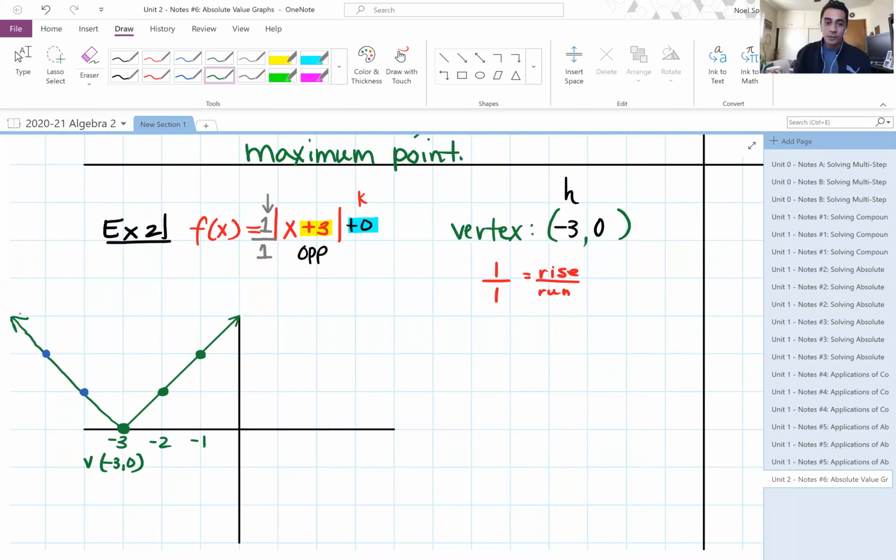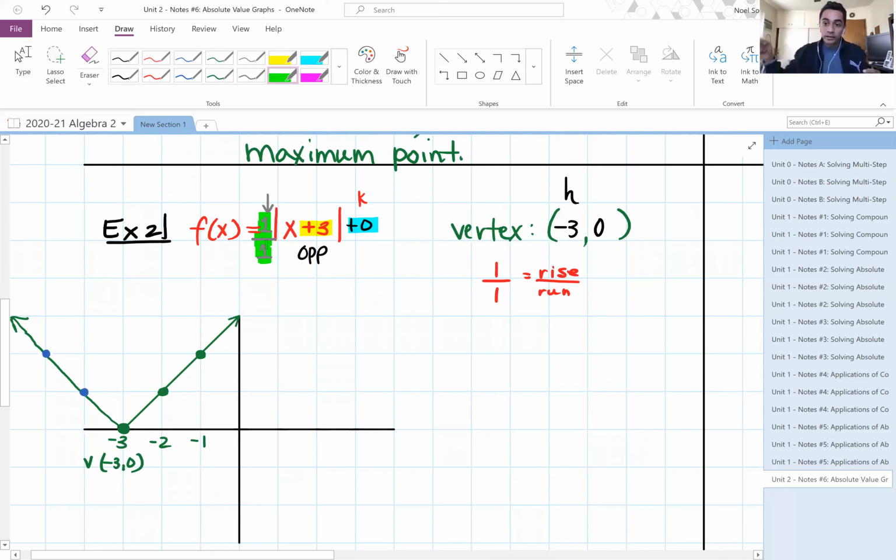You don't have to make the table. You just know, okay, I look for the slope. The slope will always be the number that is in front. And if there is no number, that means it's an invisible 1. And if it's an invisible 1, then it has to have a denominator of 1 as well. So there's my slope, 1 over 1.